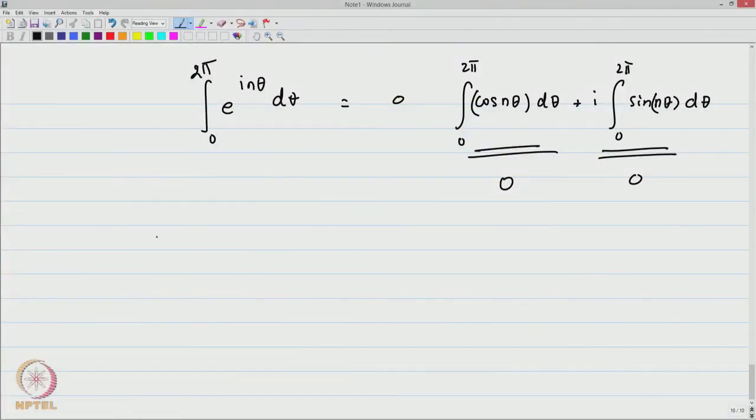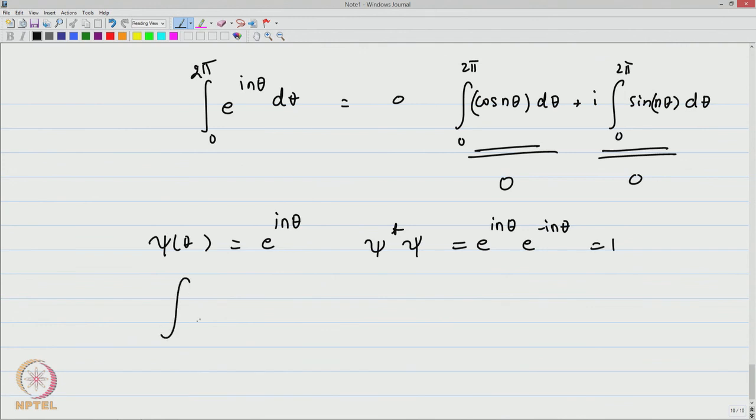What about the integral of psi star psi? Suppose you call psi of theta as e to the i n theta. What is psi star psi? You know that it is nothing other than e to the i n theta times e to the minus i n theta, and that is 1. Okay. Therefore, what is the integral psi star psi d theta between 0 and 2 pi? That you know is nothing other than the integral from 0 to 2 pi of 1 d theta, therefore, it gives you 2 pi. So, these things are important.